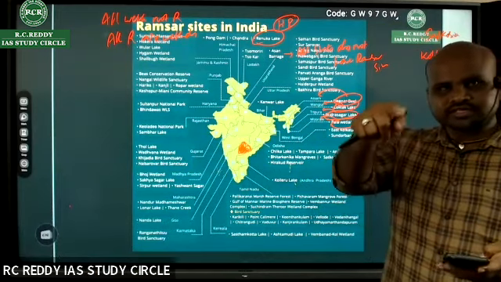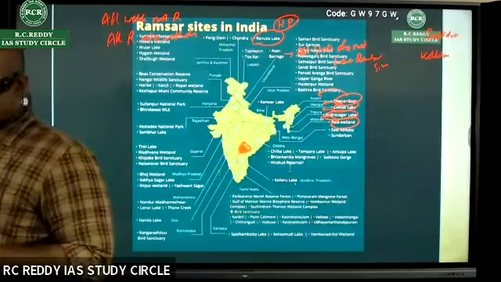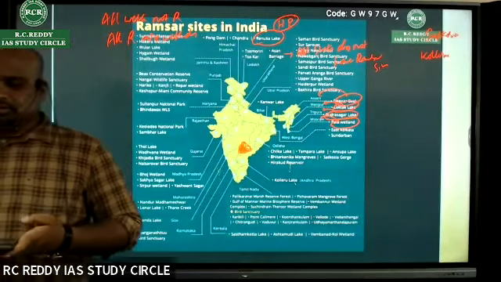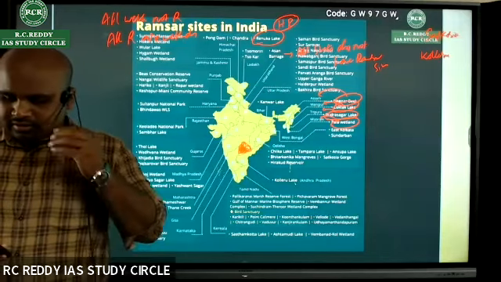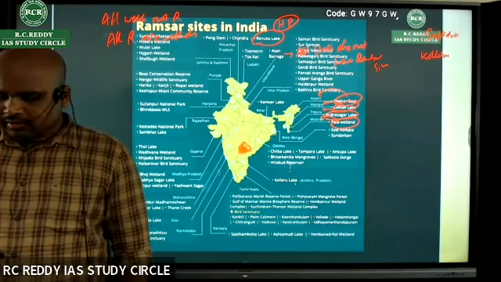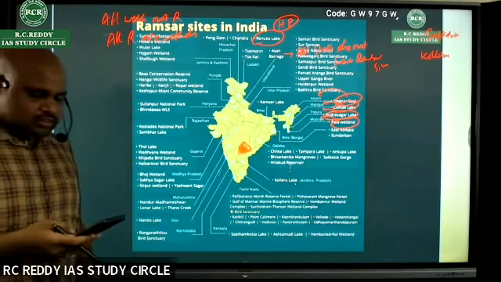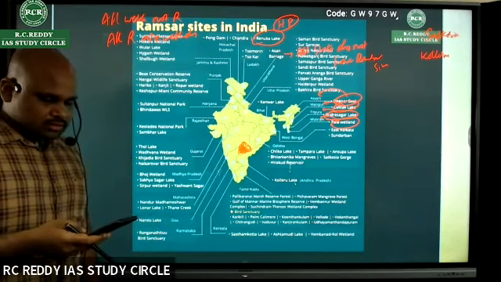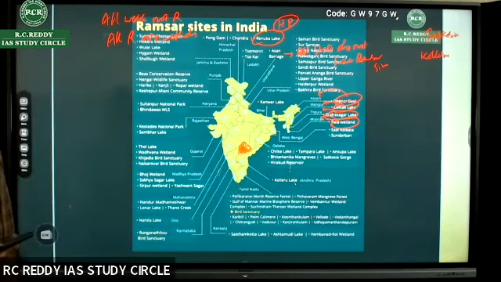States with no Ramsar sites. Write down the list. Arunachal Pradesh, Nagaland, Meghalaya, Sikkim, Jharkhand, Chhattisgarh, and Telangana.